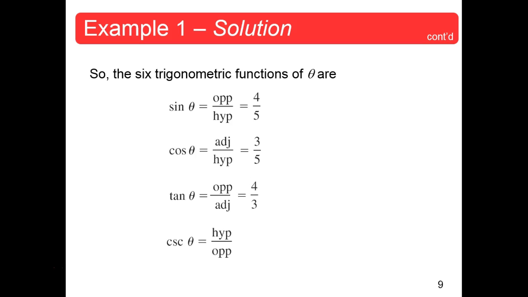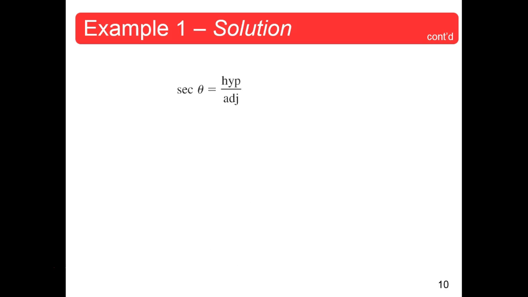And then they go to cosecant. I don't know why. It's 5 over 4. Secant is 5 over 3. And cotangent is 3 over 4.